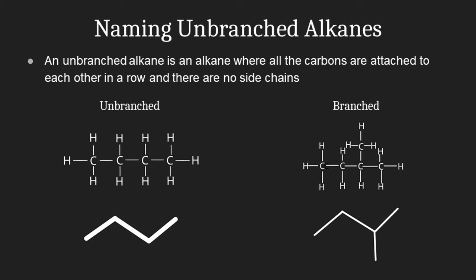For a branched alkane, that wouldn't be possible, because we see that when we get to the third carbon from the right, it splits into two other carbons. So one of those would be part of the main chain, and one of those would be part of the side chain. We're not going to focus on naming branched alkanes in this video, but instead focus on the unbranched alkanes like you see on the left.